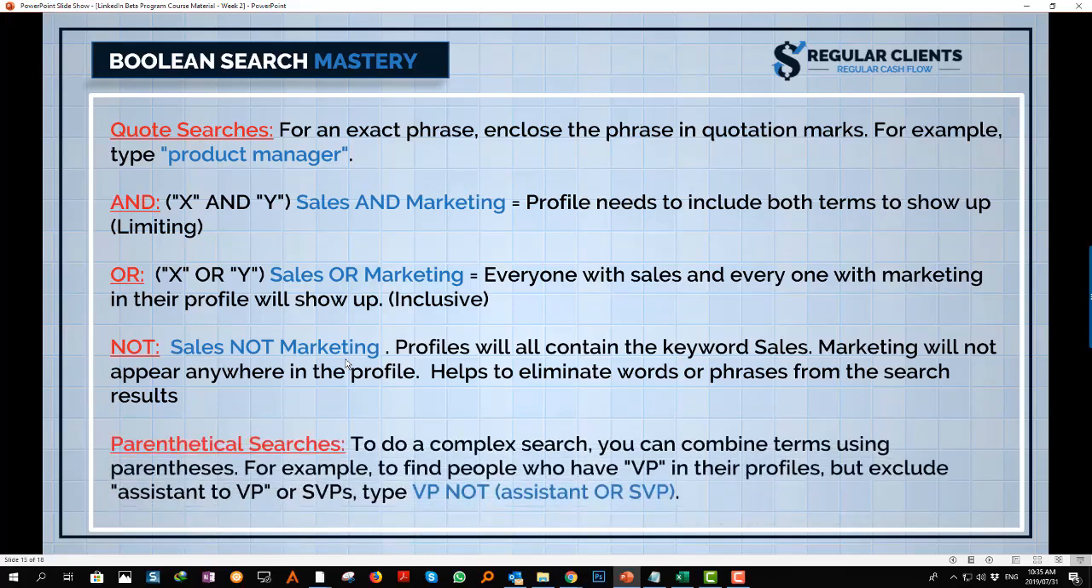The last one is a little bit more complicated, but this allows us to basically take these first four and play with them and sort of combine them. So these are the parenthetical searches, in other words, just in parentheses. This actually allows us to do a lot more complex stuff. So this is where we can combine things.